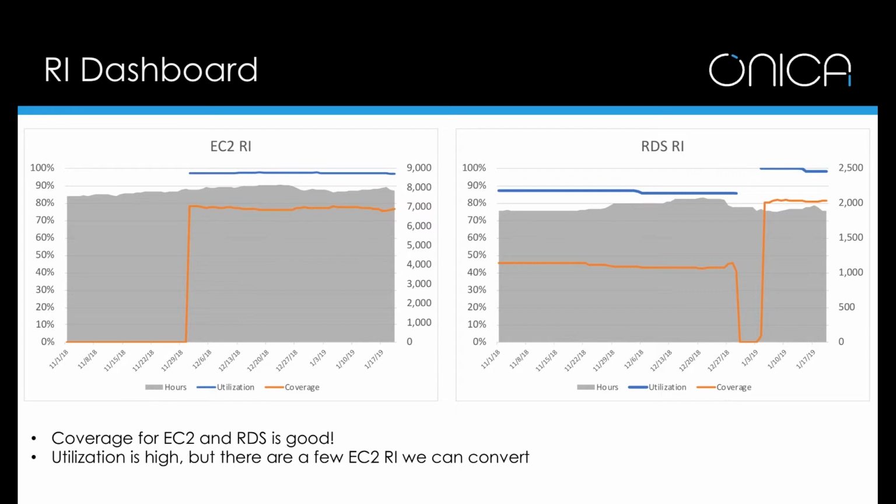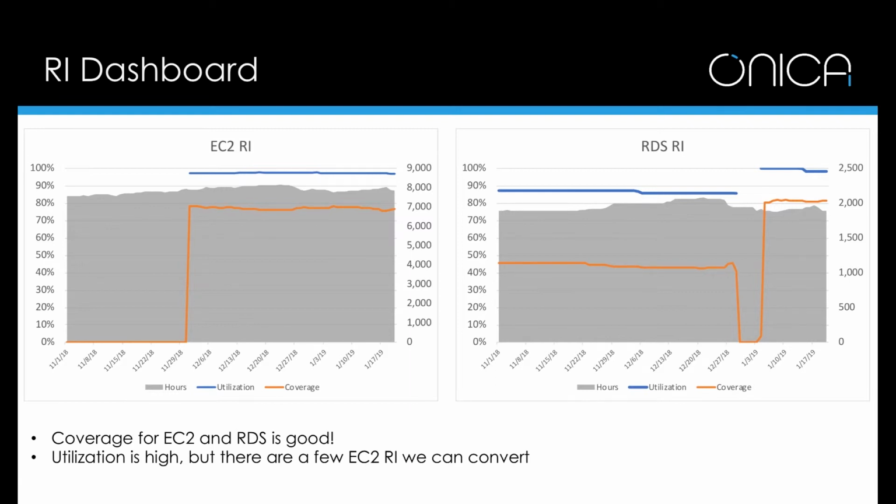So we also ran an analysis on our RI coverage as well as utilization. So we've got utilization in blue, coverage in orange, and actual running hours across all instances for EC2 and RDS in gray in the background here. Utilization refers to how many hours an RI is being used versus how many total hours we've basically paid for. Coverage refers to how many of our instances' running hours are covered by RI.